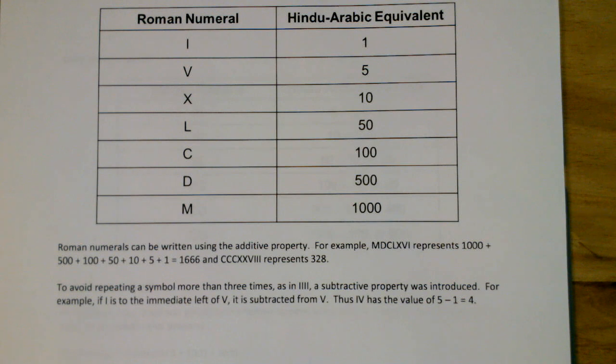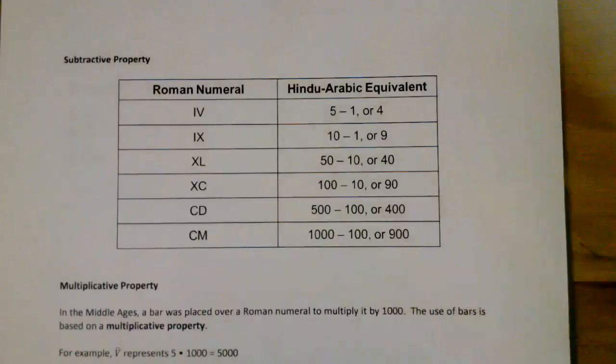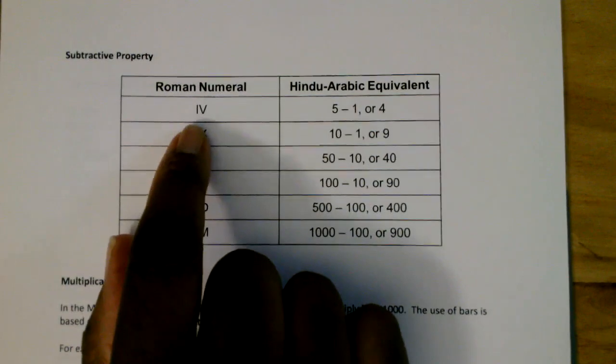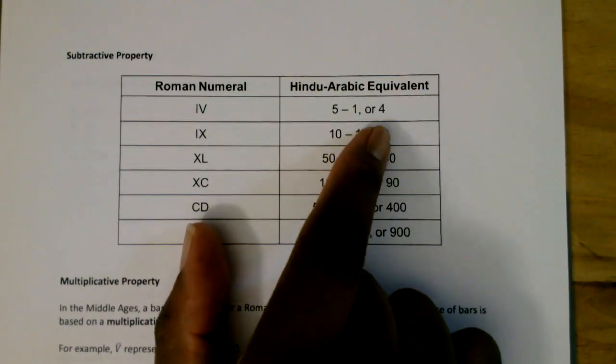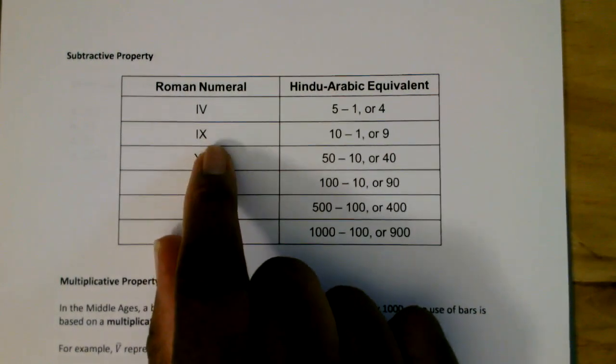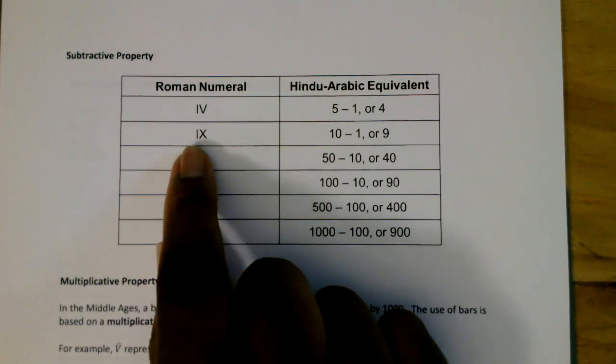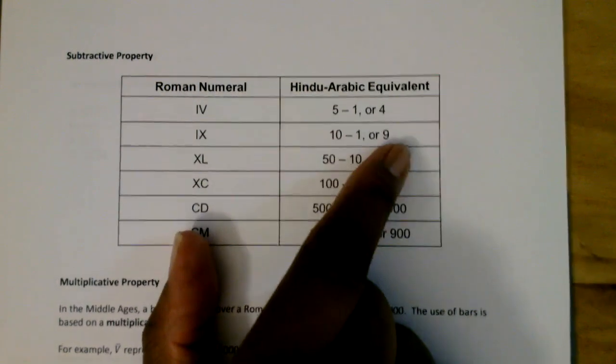So the Roman numeration system does use what they call the subtractive property. And on the next page, you'll see the Roman numerals using the subtractive property. In this case, IV would be the Roman numeral for 4. That's 5 minus 1, which would be 4. IX, that's 1 from 10, which will give you 9.